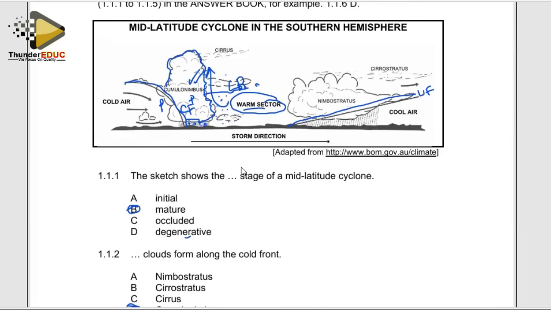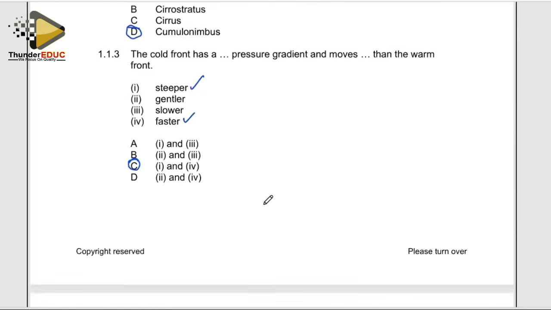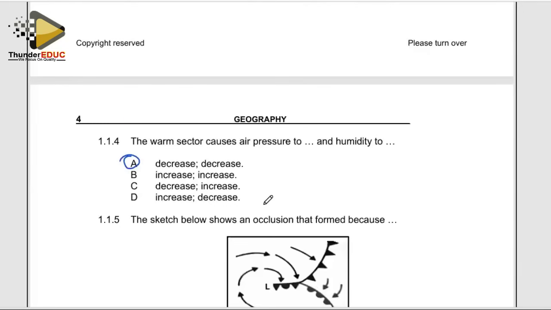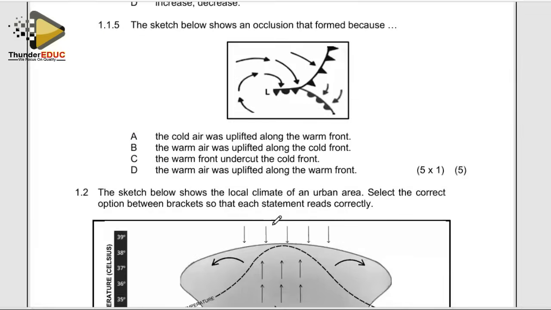So as the air is forced to rise, because it's a low pressure, the air is forced to rise by the coming of the cold front. Ultimately, the air is going to rise, it's going to condense and create precipitation. So the humidity is going to be lost with the formation of clouds and ultimately the formation of precipitation. Right. So it's A.